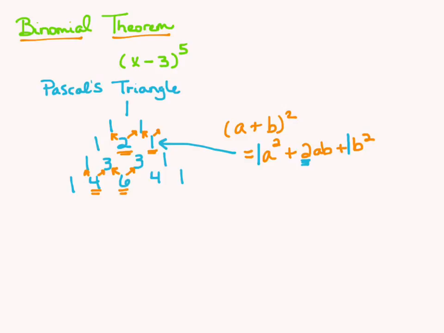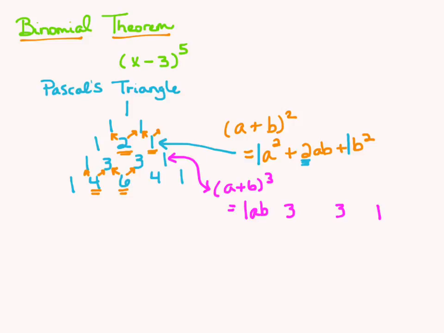So let's try this idea with the next row. Let's say that I have (a + b) cubed. Well, if I use this row of Pascal's triangle, I'm going to have 4 terms in this polynomial, and these are going to be my coefficients. I'm going to leave some space here because we need to go back and talk about the variables and the exponents. My first coefficient is going to be 1, and then 3, and then 3, and then the last one's going to be a 1.